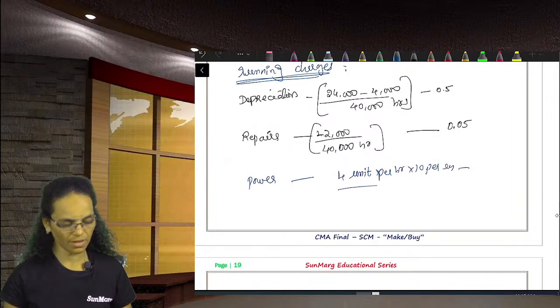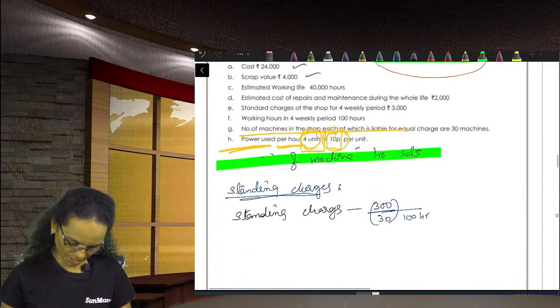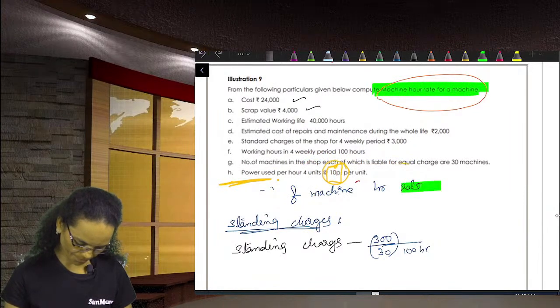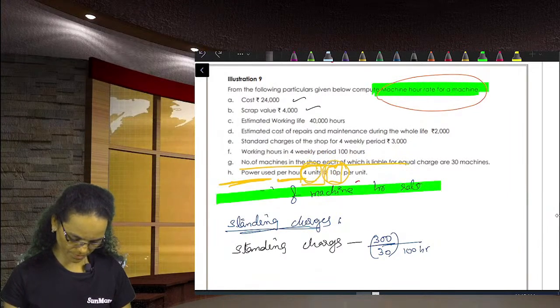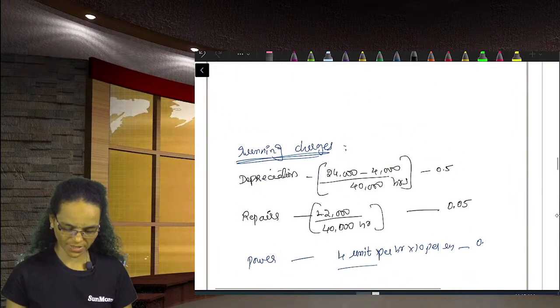So I can say how much? 0.4, 10 paisa, right? This is paisa. And are we missing anything? So we are not missing anything, everything is taken care.